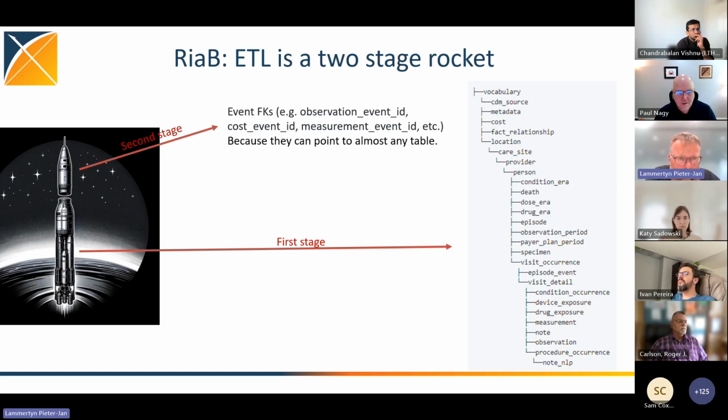The second stage of the rocket is all those event foreign keys, because those event foreign keys can almost point to any table in your OMOP. So you have to run your full ETL before you can assign those event columns, and that's why we do it in 2 steps.